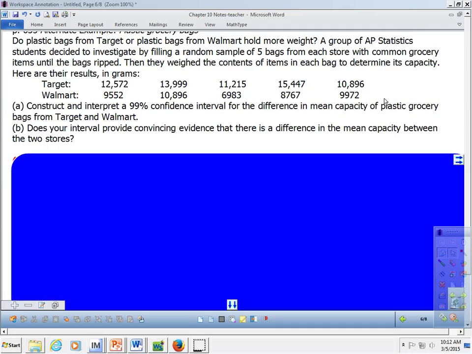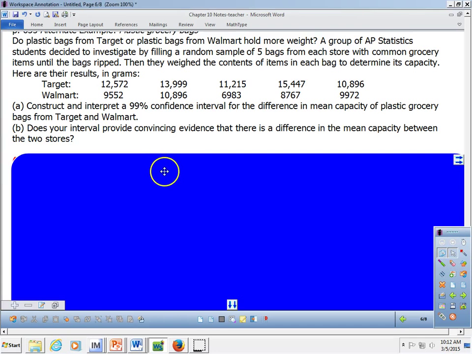So part A, construct and interpret a 99% confidence interval for the difference in mean capacity of plastic grocery bags from Target and Walmart. Well, it certainly looks like, just from the raw data, that the Target bags require more weight before they break, so maybe a little bit stronger.